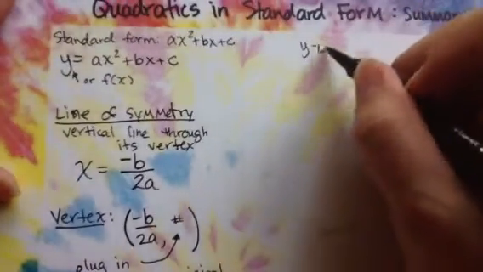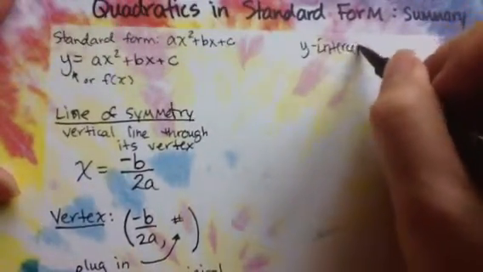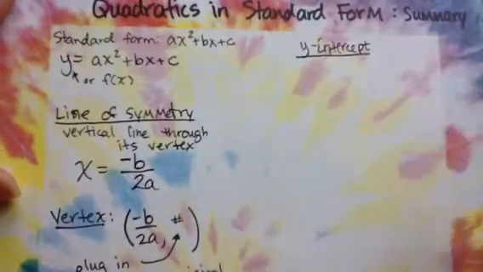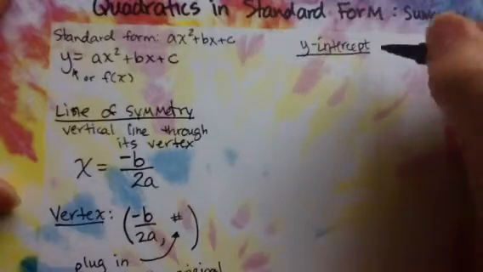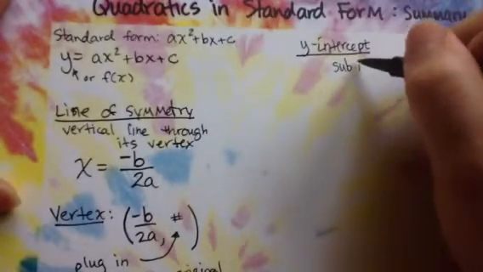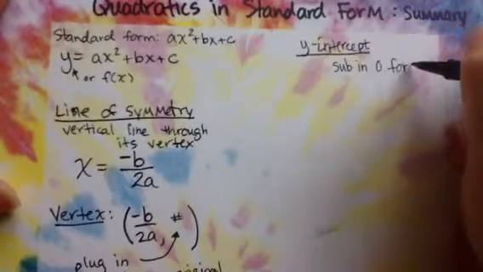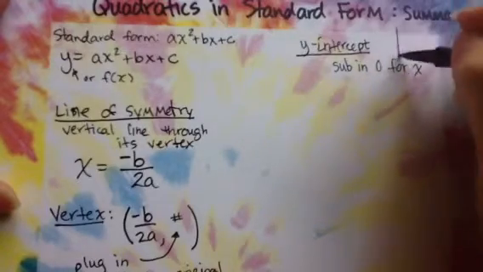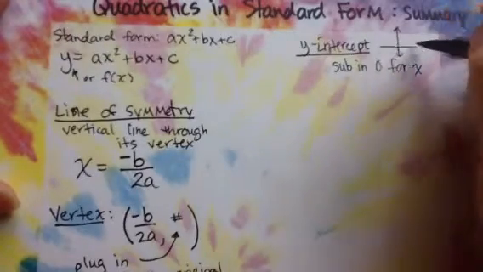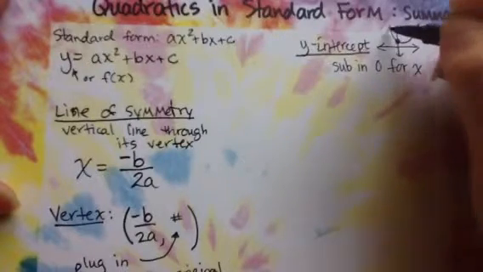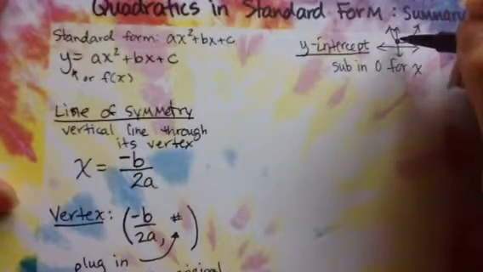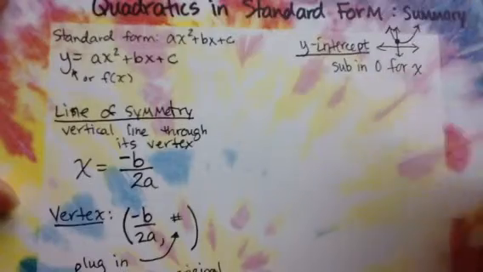So the y-intercept. The y-intercept is easy when your parabola is in standard form. Usually what you'll do is you'll sub in 0 for x, because the y-intercept is the place on the parabola that crosses the y-axis. So the ordered pair will always be (0, some number).